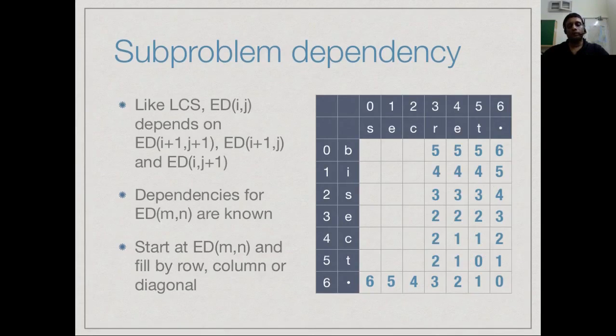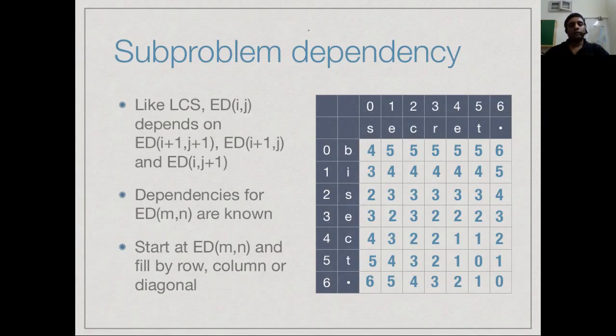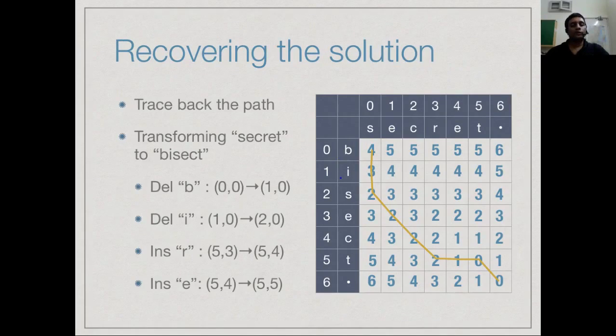So I keep doing this, and as I go left, eventually I will find that the minimum edit distance between bisect and secret is actually 4. I need to make 4 changes. Okay, just using the inductive definition that we had done earlier. And as before, now the question is, how do I recover the solution from this?